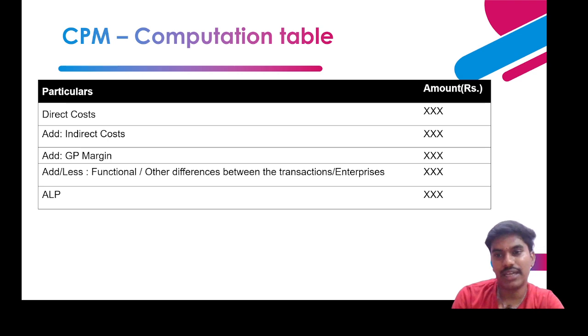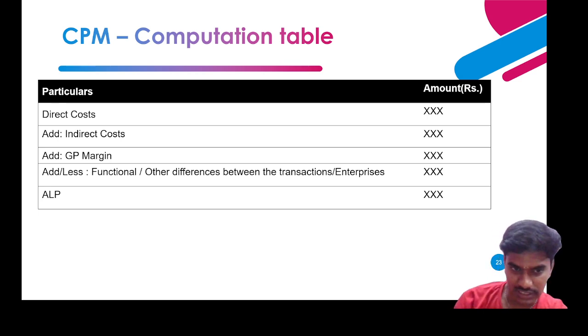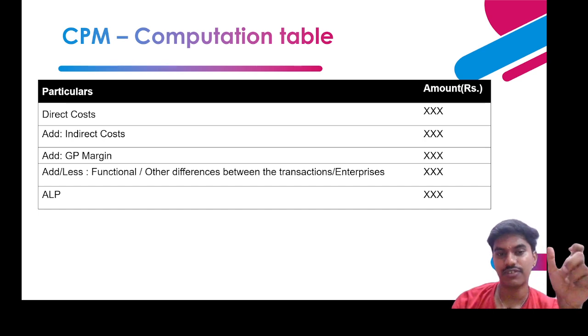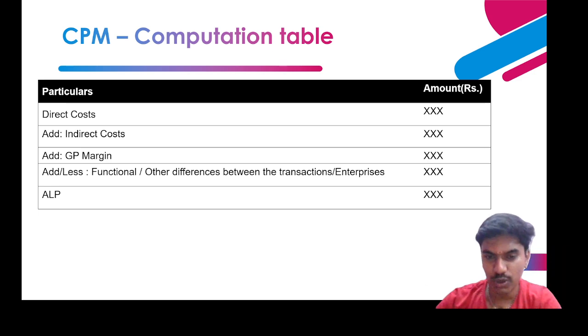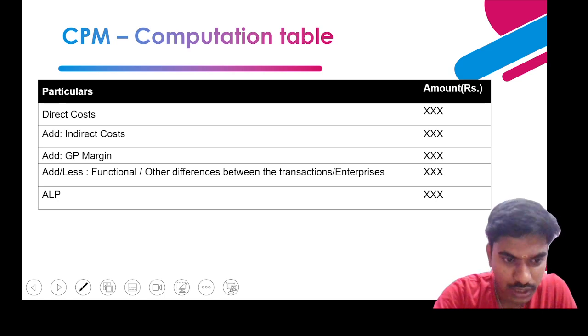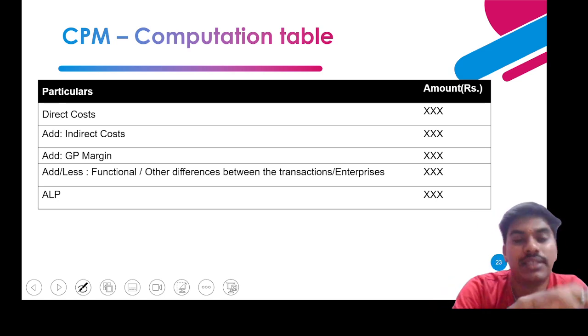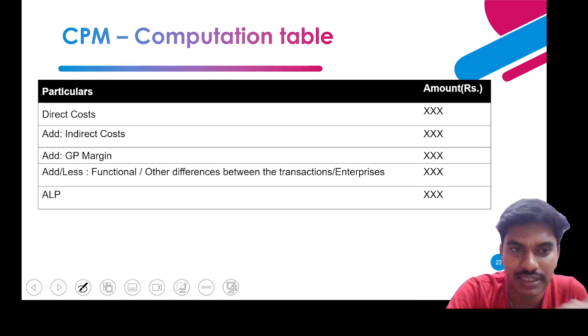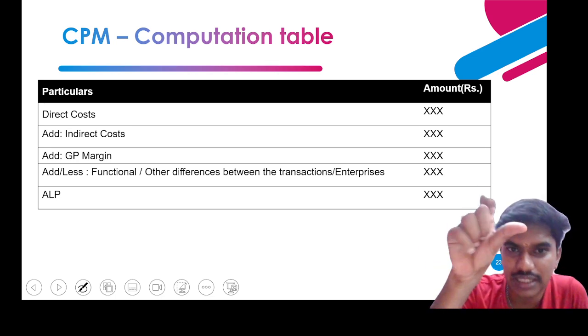First I should identify whatever is the direct cost, and I should find the indirect cost also. Both direct and indirect I should add, and also I should add the gross profit margin. And the fourth point, common across all the transactions, is the adjustment for functional or other differences between transactions or enterprises. Let us understand why it comes up in every method. In our previous topic, the resale price method, this point was there. Even in CPM this is there.